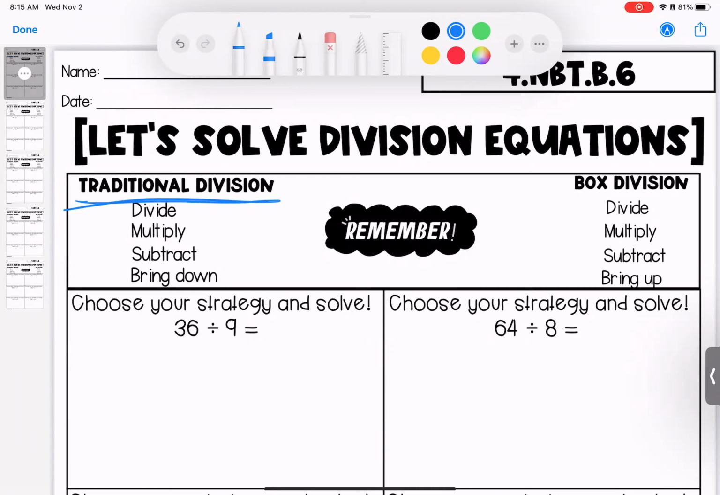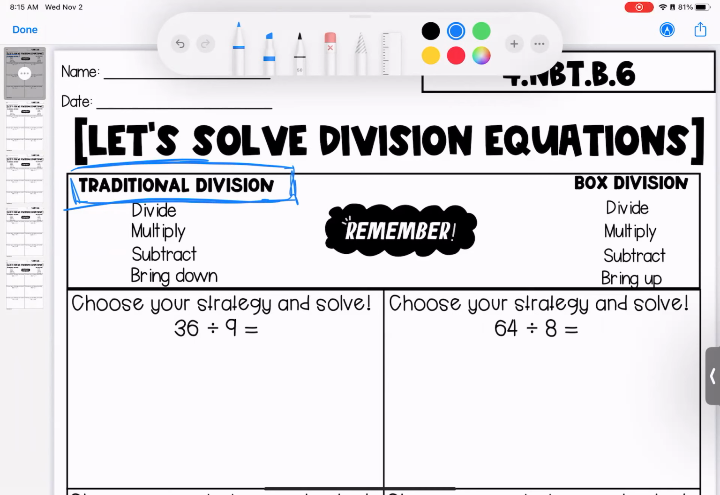Your homework is now going to be recorded in two different videos so that you can follow along with the strategy that you prefer. This first video here is going to be traditional division. If you prefer box, please go ahead and switch videos. There should be two videos in your homework video post. Go ahead and switch over. If you want to see traditional, you're going to hang where you are.